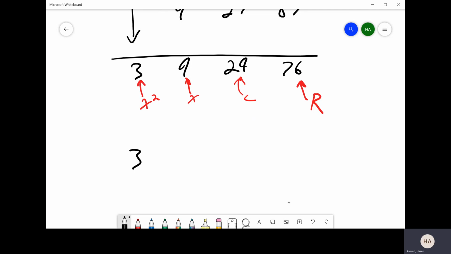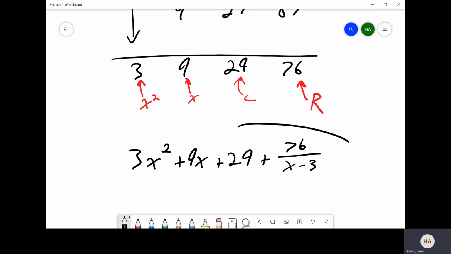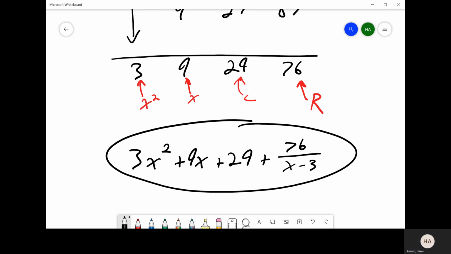And so when we write this, we have 3x squared plus 9x plus 29 plus 76 over our original divisor, which was x minus 3, and we're done. Okay, feel free to verify this via long division if this doesn't make sense to you, but this should fall out and you should still get the same answer regardless if you use synthetic division or long division.